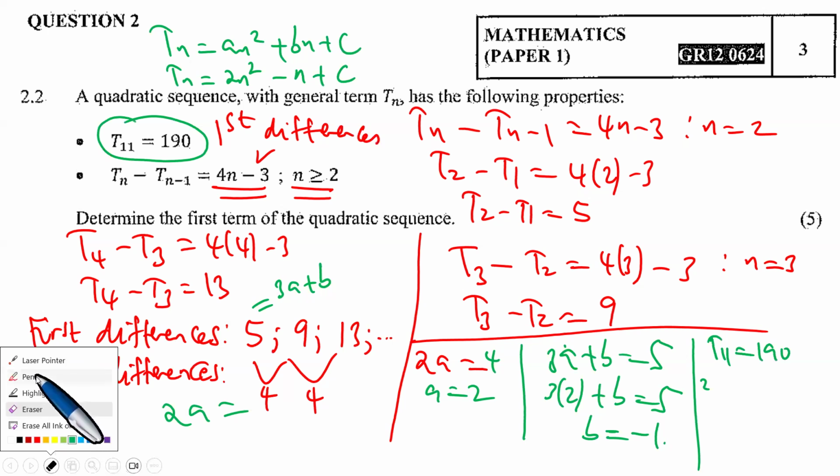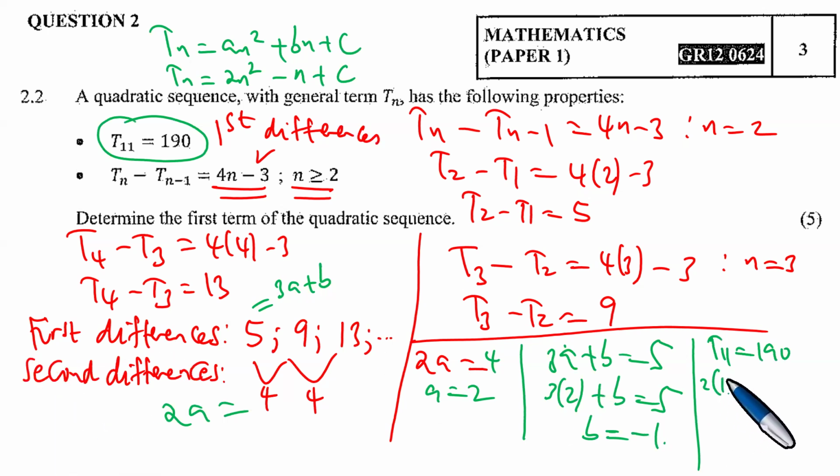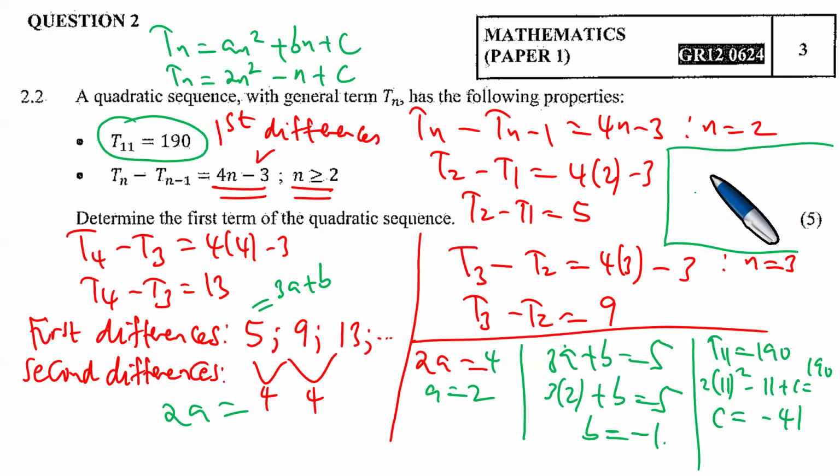You have 2 times 11 squared minus 11 plus c equals 190. If we solve here, subtracting everything from 190 and solving this equation, it is easy to see that c is minus 41. You can easily check that part. So if c is equal to minus 41, let us proceed to conclude our result here.